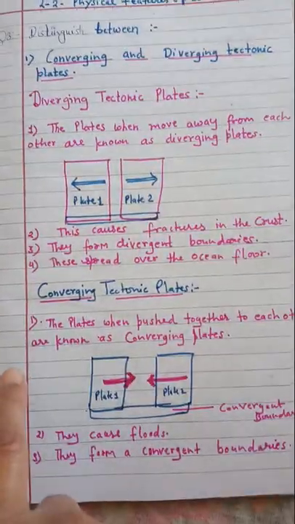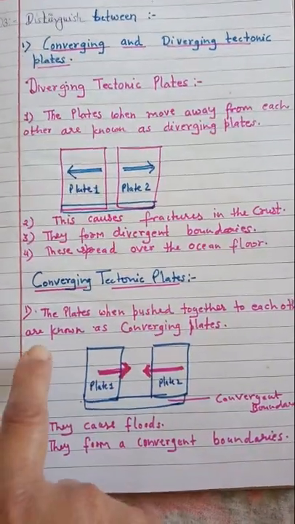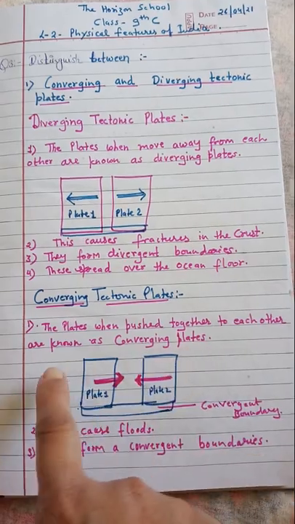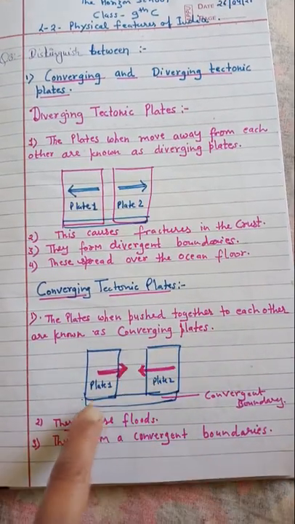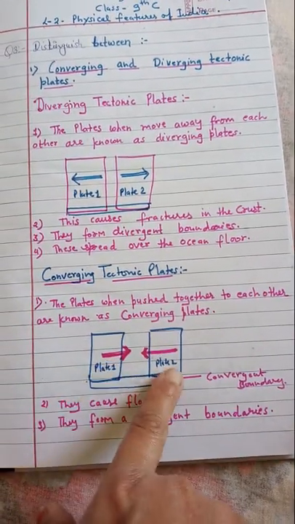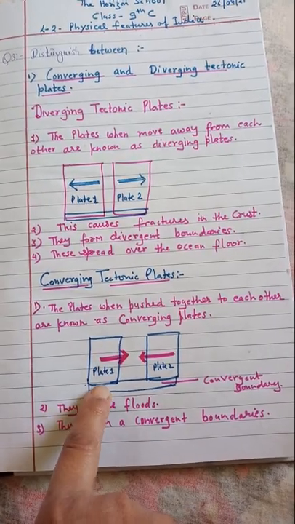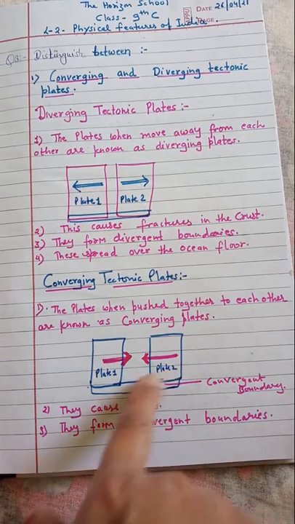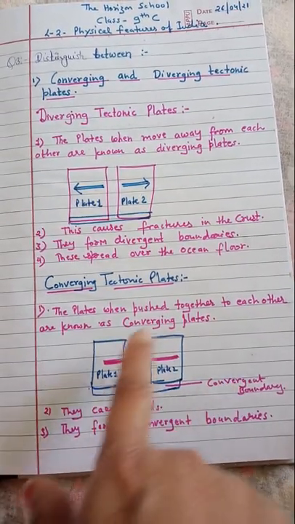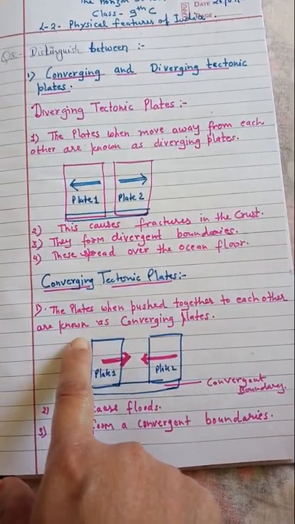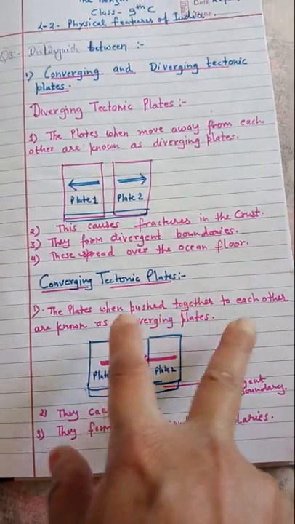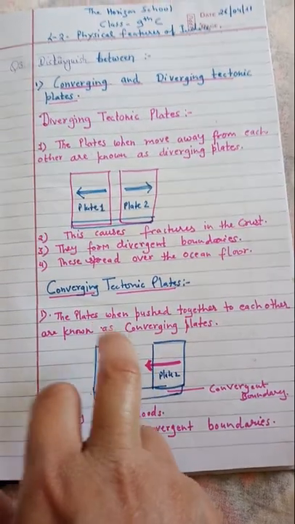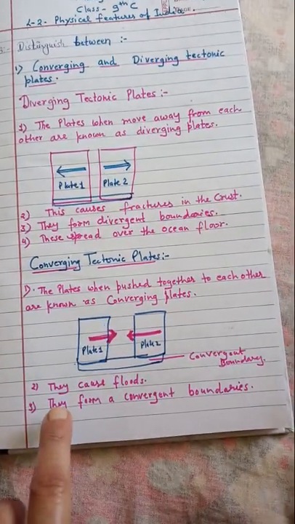Now, converging tectonic plates. The plates that are pushed together toward each other are known as converging plates. You can see that there are also plate 1 and plate 2, but the difference is that these two plates are coming toward each other and forming a convergent boundary. So plates pushing against each other are known as converging tectonic plates.